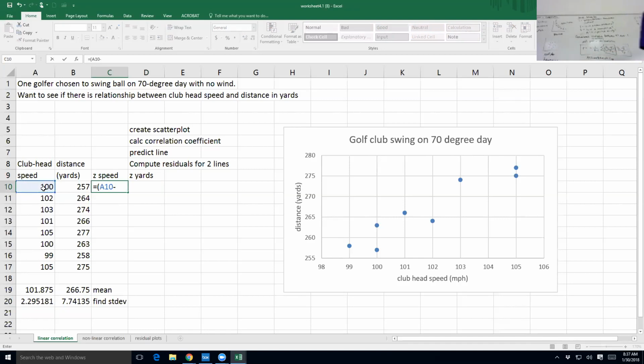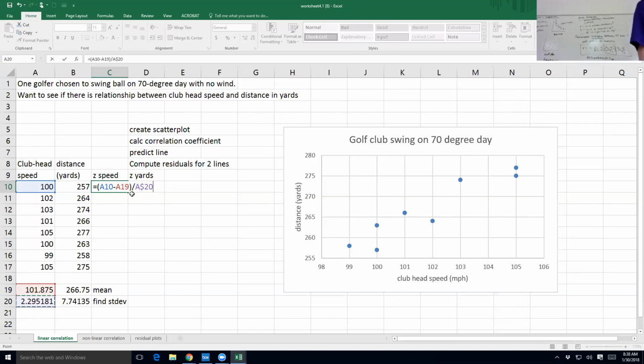And I'm going to subtract the mean, which is 101.875, and close my parenthesis, divide by 2.29. So I'll click on that. Okay, is that correct? Sort of. I need the F4 for that, don't I? Is there anything else that I need to F4? The mean as well.